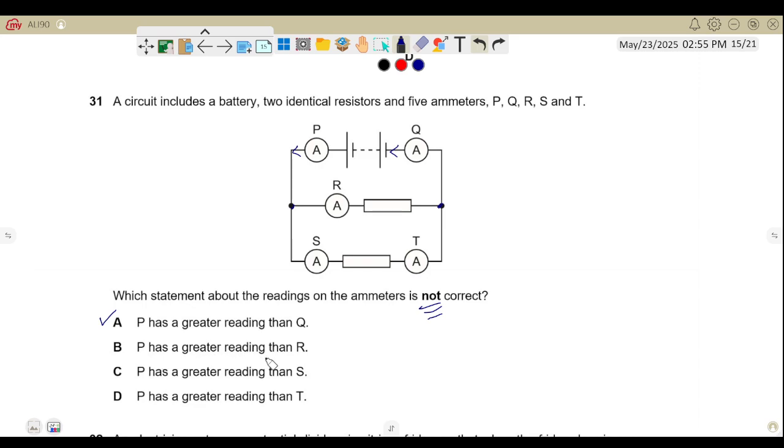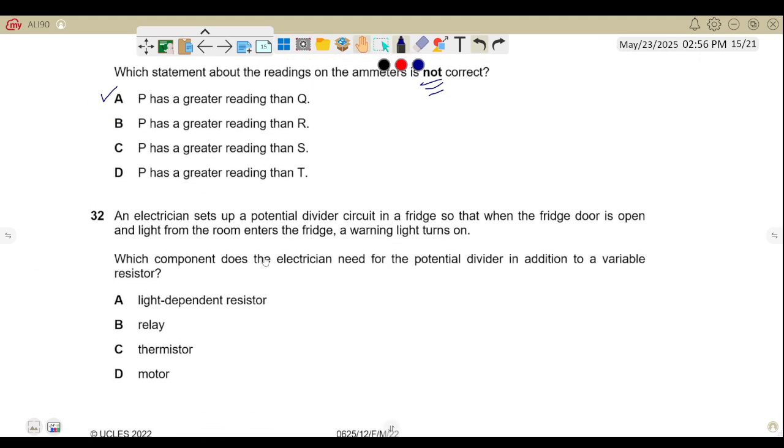So P has a greater reading than R. P and R, this is correct because this is the primary branch and those two are the secondary branches. All the time the secondary branches will carry a current less than the primary one, which is this one with the battery. And P has a greater reading than R, S, and T. All of those will give values less than P and Q. This is for 31.